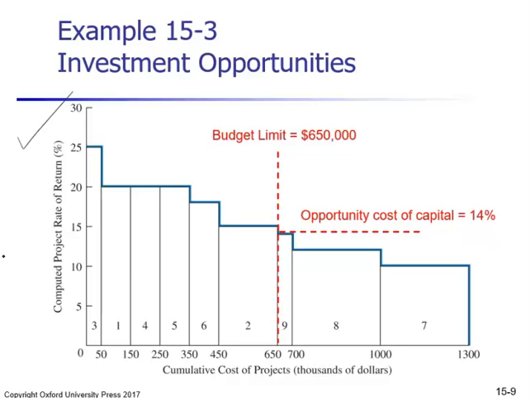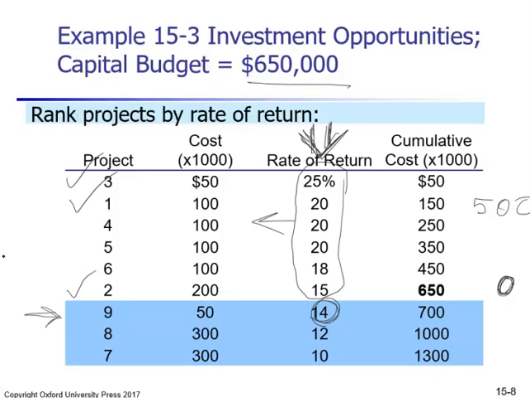And here we have the budget limit and the opportunity cost, 14%. As I told you, that comes from the project number 9, because you don't have money to invest on that. And here you see I have circled that.